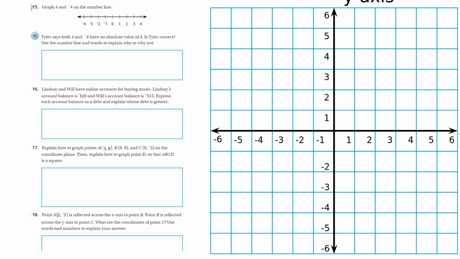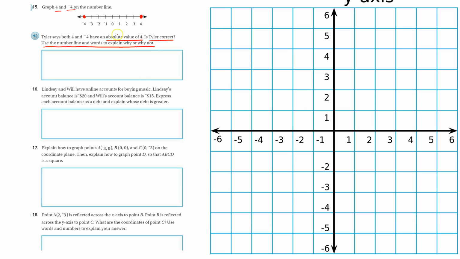Last page of the chapter 3 test review, 15 through 18. Let's go ahead and get started. Number 15, graph 4 and negative 4 on the number line. Okay, here's 4, and here's negative 4. Tyler says both 4 and negative 4 have an absolute value of 4. Is Tyler correct? Use the number line in words to explain why or why not.